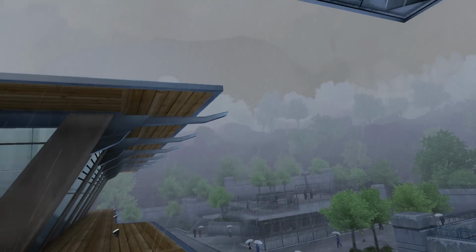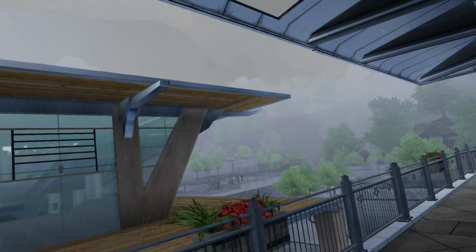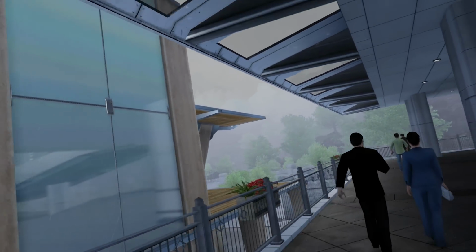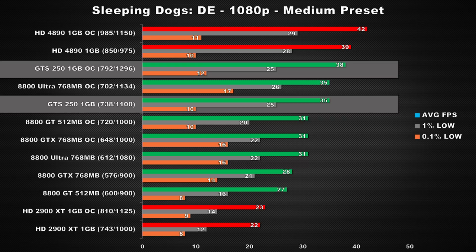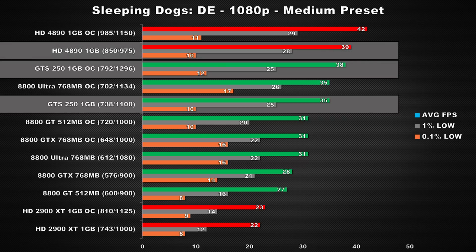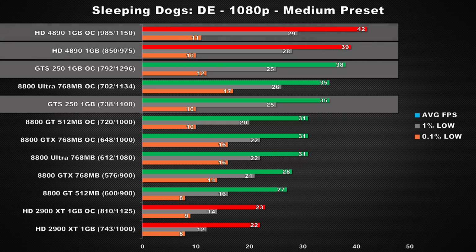And the second to last game is Sleeping Dogs, and using the medium preset at 1080p, the GTS 250 averaged 35 frames per second. Overclocked it rose 8% to 38. Now the stock 4890 averaged 39 frames per second, and overclocked that number rose 7% to 42. Good showing for the GTS 250, but not so much for the 4890. As you can see, frame times were pretty crap for the majority of the cards tested, as stutters were frequently felt.